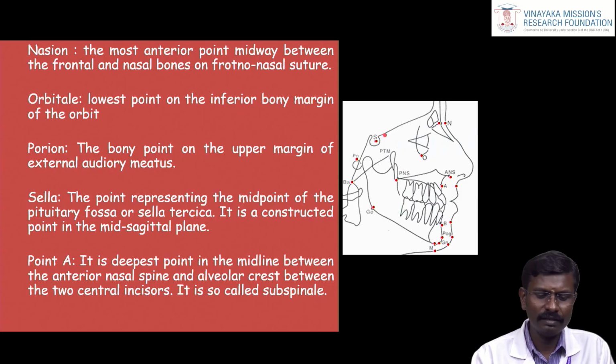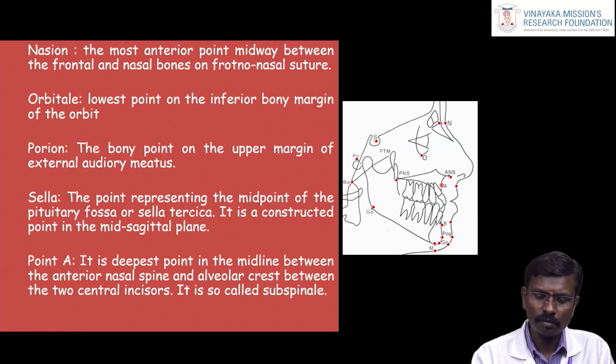The sella is the point representing the midpoint of the pituitary fossa or sella turcica, the midpoint. It is a constructed point in the mid-sagittal plane. This is a constructed point. Either you can just place it on the center, or you can close this circle, the sella, and the center of the circle is called the sella. You can mark like that, or just mark it on the center.